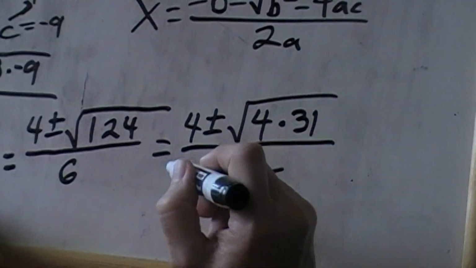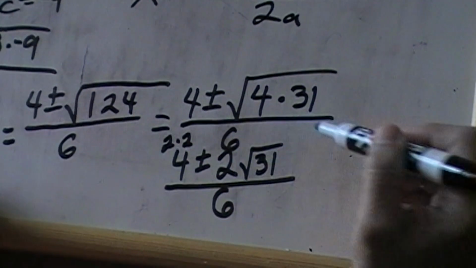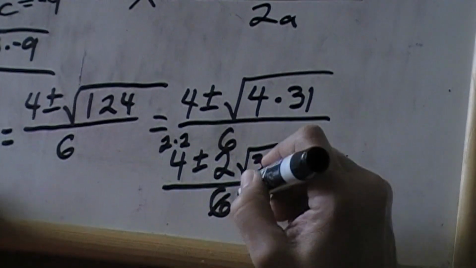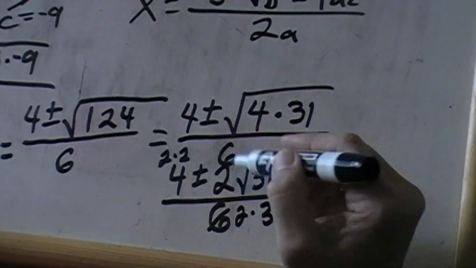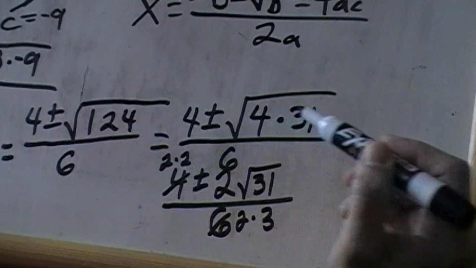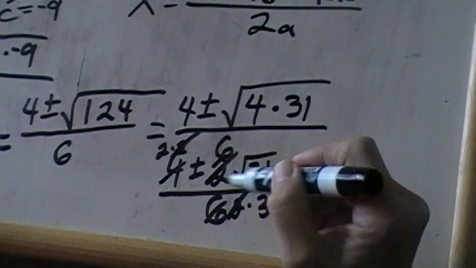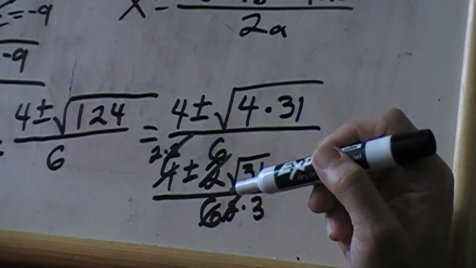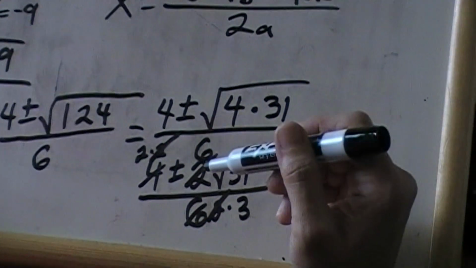There's a 4. That's the same thing as 2 times 2. Plus or minus 2, square root of 31, all divided by 6. Hey, 6 is the same thing as 2 times 3, wasn't it? They all have a 2 in common. So we cross out that 2, cross out that 2, cross out that 2, because when can we cancel? Tell me, when can we cancel? I can cancel when they multiply, but add or subtract I dare not try.